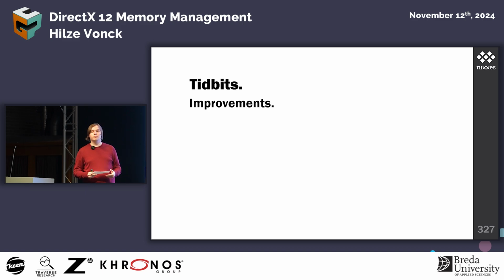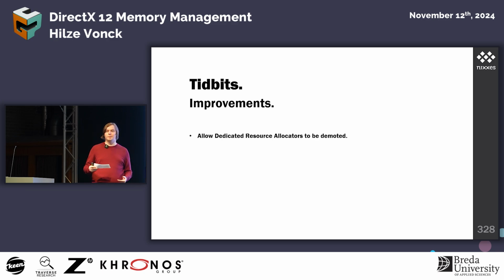There are also a few more improvements that I would like to make if I had the time. First of all, I would like to expand the demotion system to be able to demote defragmentable resource allocators. This is because we already know that we can move these resources around, so why not simply move them over to a demoted heap, right?